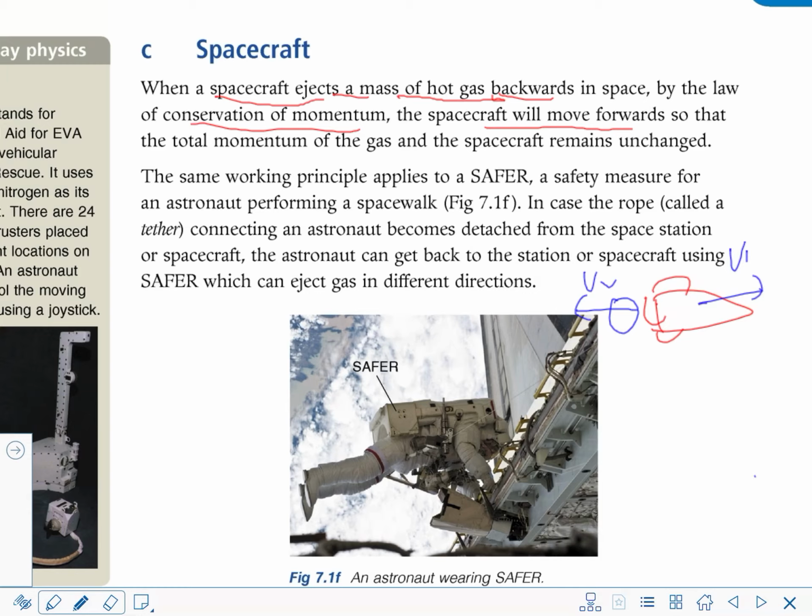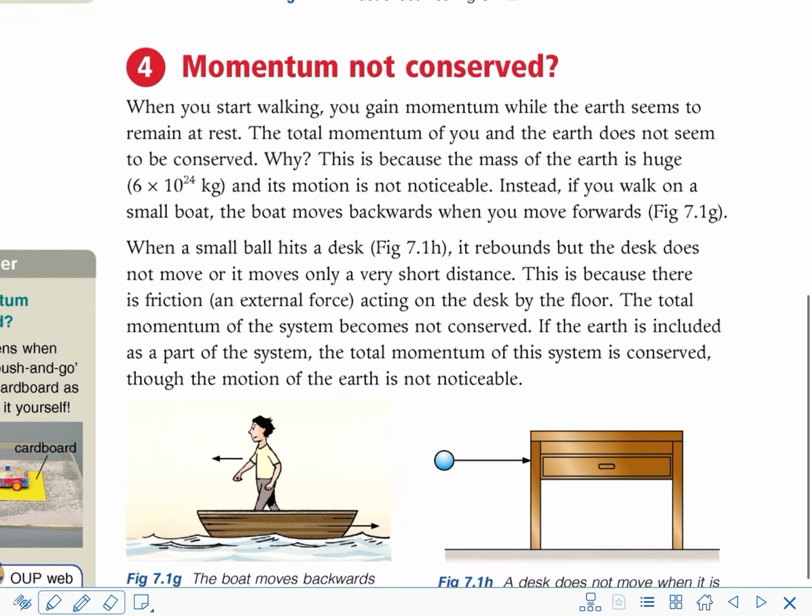Before we start the engine, you may regard the total momentum to be 0 in this case. So by the conservation of momentum, we can find the final speed of the spacecraft. Similarly, an astronaut would have the same idea. An astronaut can go back to the station from space by ejecting gas in the opposite direction.